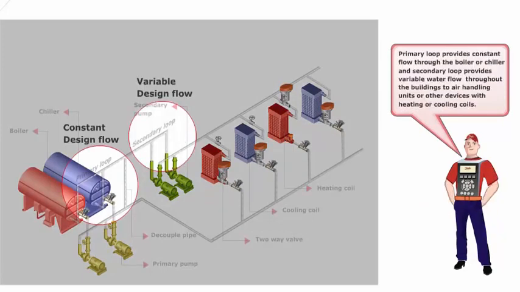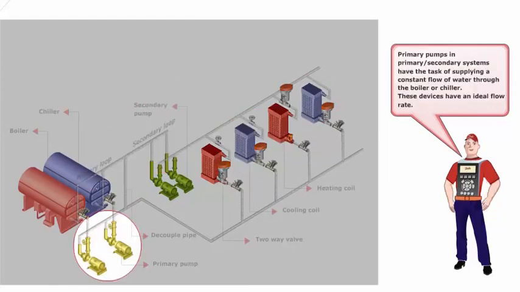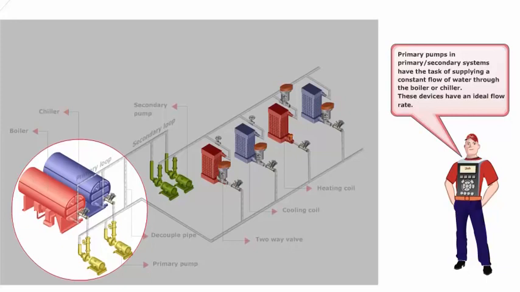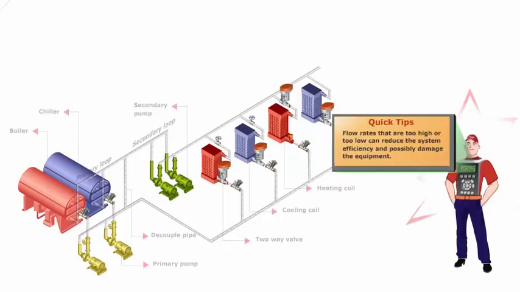The primary loop provides constant flow through the boiler or chiller, and the secondary loop provides variable water flow throughout the building to air handling units or other devices with heating or cooling coils. Primary pumps in primary/secondary systems have the task of supplying a constant flow of water through the boiler or chiller. These devices have an ideal flow rate. Flow rates that are too high or too low can reduce the system efficiency and possibly damage the equipment.